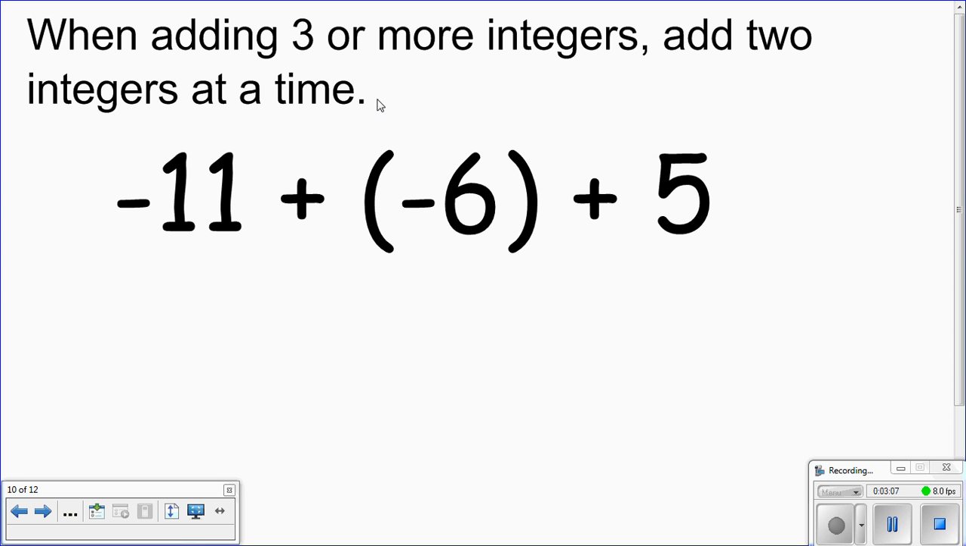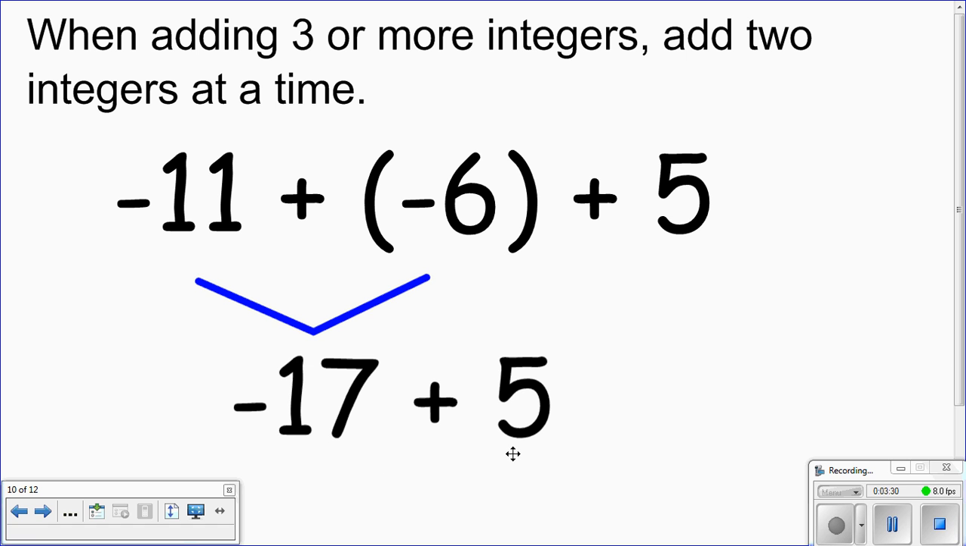When adding three or more integers, add two integers at a time. So we're going to start with negative 11 plus negative 6. Because they have the same signs, we're going to add their absolute values. 11 plus 6 is 17. They're both negative, so negative 11 plus negative 6 is negative 17.